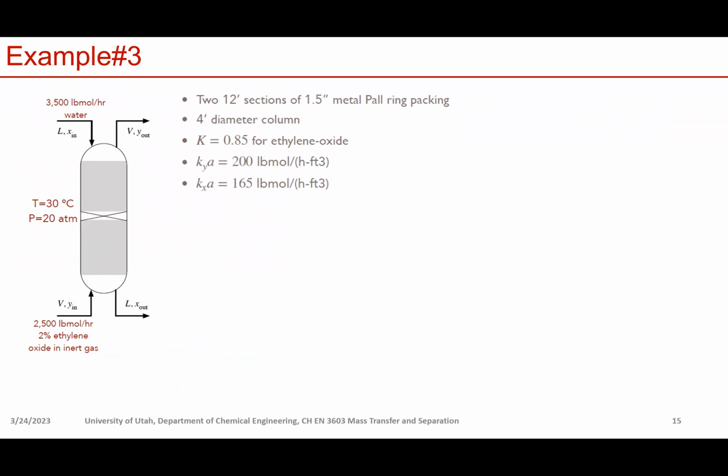Now let's look at another example. In this example, we have a mixture of ethylene oxide in an inert gas going into this column. We use water as the liquid absorbent to strip ethylene oxide from the inert gas. We know the width of the absorption tower, and we know what type of packing we are using.